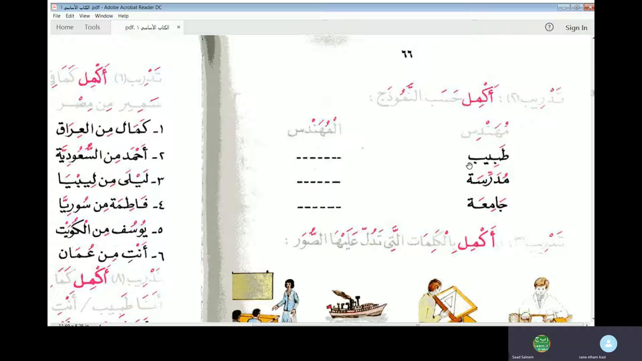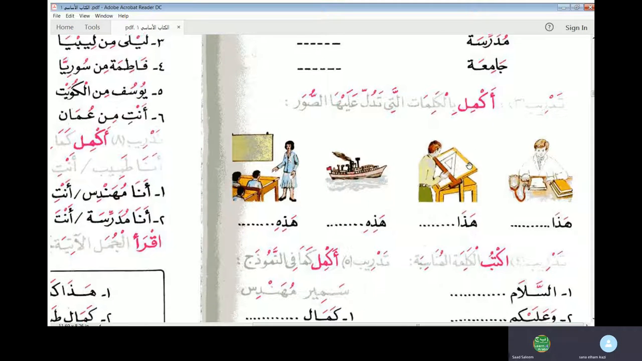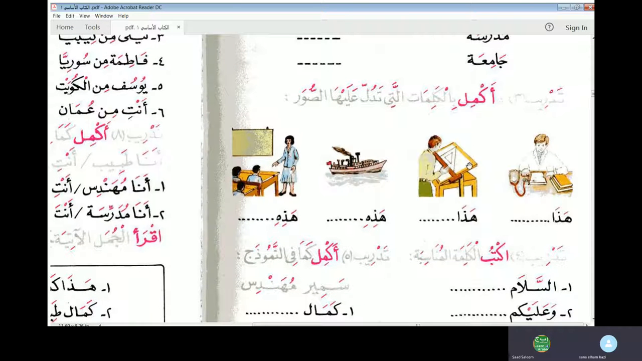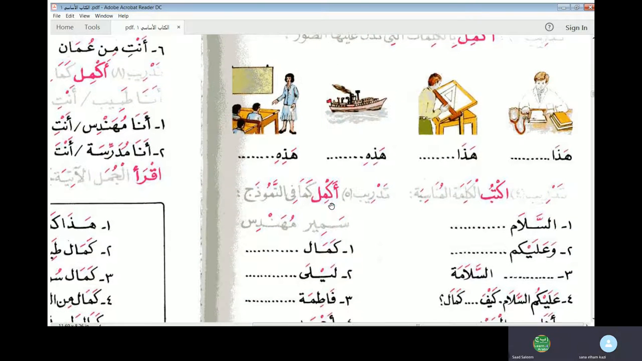Tadrib thalith. Akmil bil kalimat allati tadullu alayha suwar. Complete with the words which lead to the pictures. Allati, which. Tadullu, which lead. Alayha, which lead to the picture. Hadha tabib, hadha muhandis. Hadhihi mudarrisa.